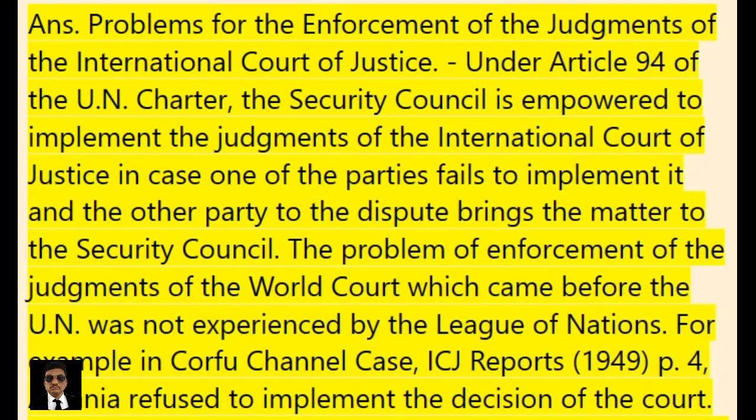The problem of enforcement of the judgments of the World Court which came before the UN was not experienced by the League of Nations. For example, in Corfu Channel case, ICJ Reports 1949 p. 4, Albania refused to implement the decision of the court. A similar problem arose in Nuclear Test case, ICJ Reports 1973 p. 106.